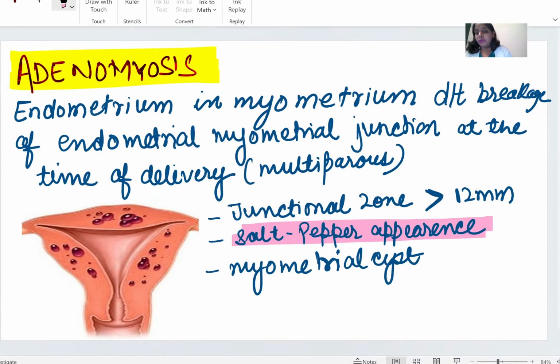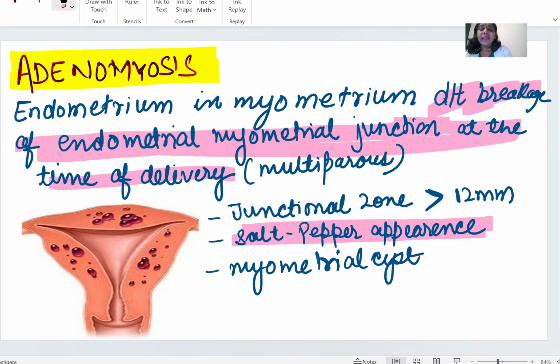Now let us study adenomyosis. Endometrium in myometrium. So now endometrium has gone into the myometrium. Now why has it gone? This is a PYQ. It has gone due to breakage of the endometrial myometrial junction at the time of delivery. When a normal delivery or cesarean delivery occurs, the endometrial myometrial junction breaks, and when it breaks, the endometrium goes into the myometrium. So when it breaks, the junctional zone appears more than 12 mm.